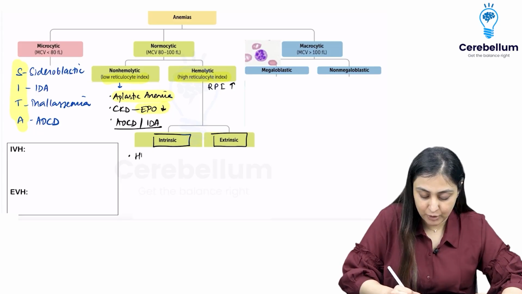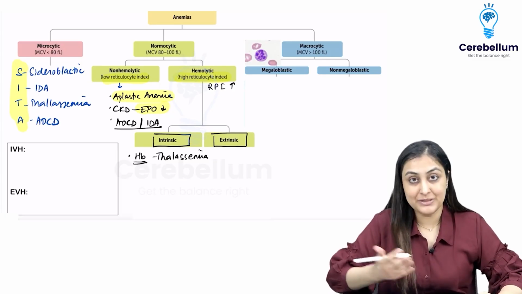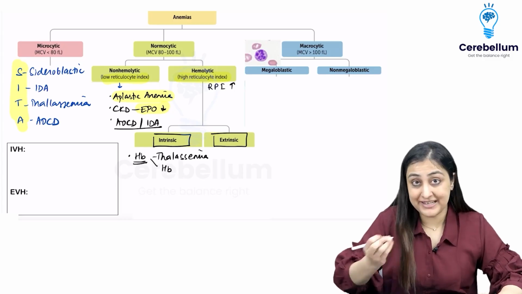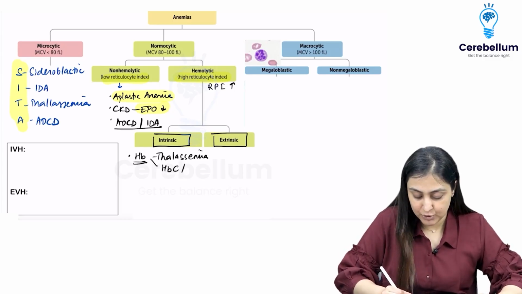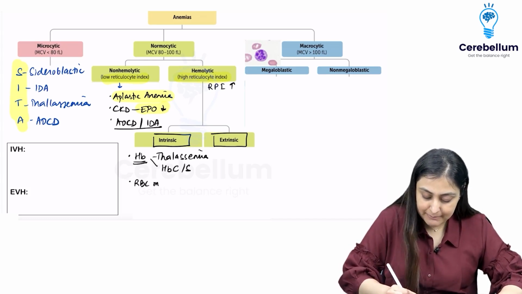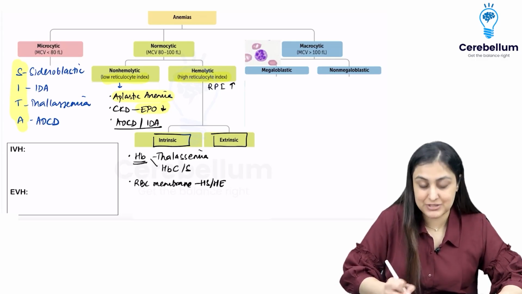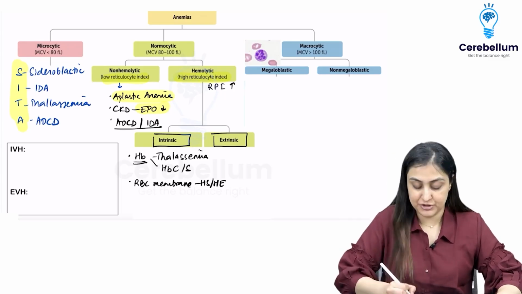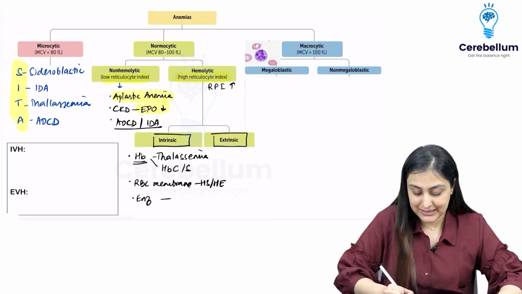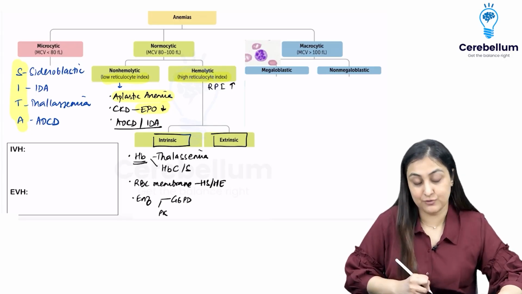Intrinsically, there could be a problem with hemoglobin. So, here you could have a problem with the globin chains not forming properly, that is thalassemia. You could have hemoglobin type not forming well, which could be hemoglobin C or S. You could have a problem with RBC membrane. So, you can have hereditary spherocytosis or elliptocytosis, as we have already finished this, or you could have enzyme deficiency, which I have already told you. So, in enzyme deficiency, you could have G6PD and you could have pyruvate kinase.